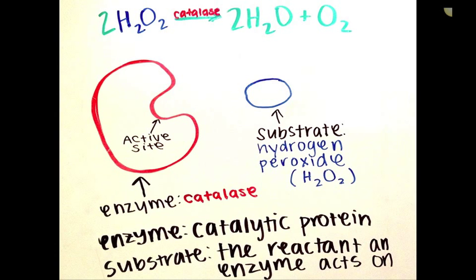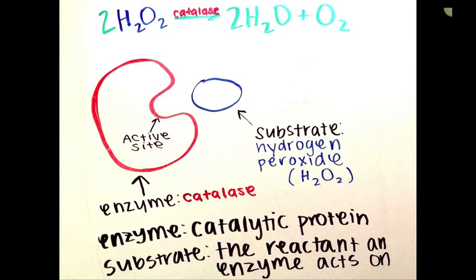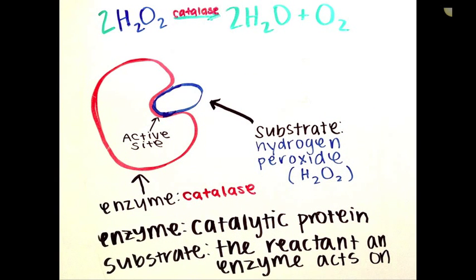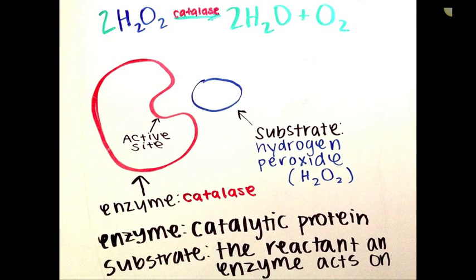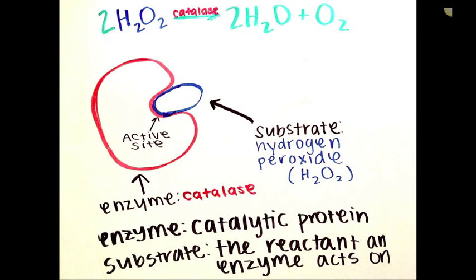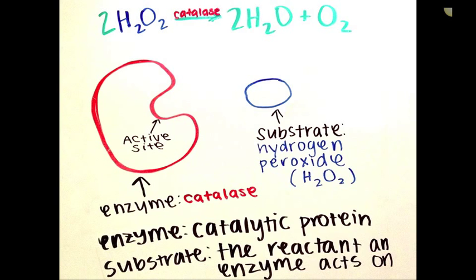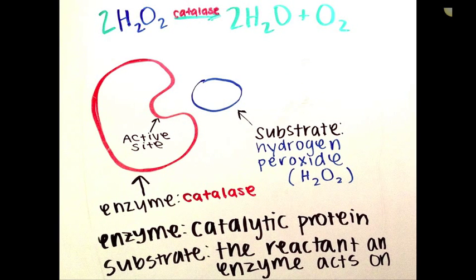In the decomposition reaction of hydrogen peroxide into the products of water and oxygen gas, the enzyme, catalase, drawn and labeled in red, can catalyze the reaction, meaning that it can speed up the rate of reaction by lowering the activation energy. When the substrate, or the reactant that the enzyme acts on, labeled in blue, comes in contact with the enzyme, it will enter the active site, where the magic happens.